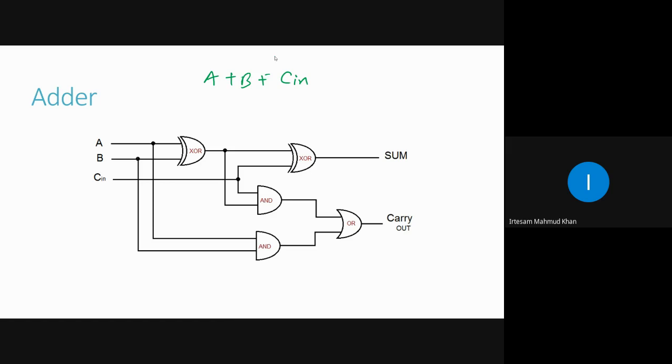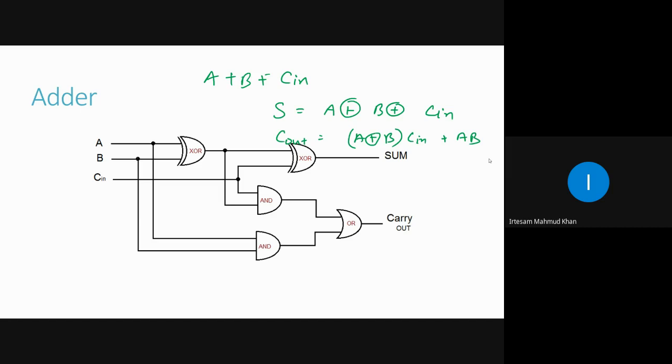Now, how can we achieve this? For adding, we know that we just need to XOR them all: A XOR B XOR C. And to find out the carry out, what will be the carry out in the next step, we only need to AND them like this: (A XOR B) AND C in, plus A AND B. Okay? So these are actually the two equations that make this full adder circuit.